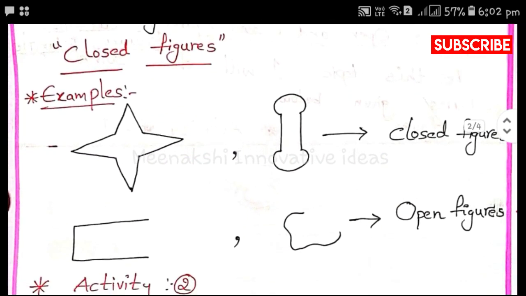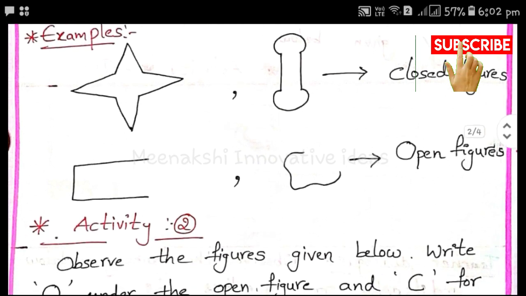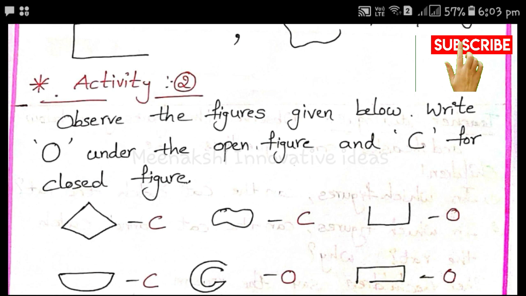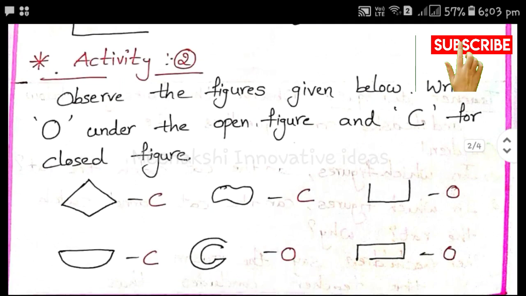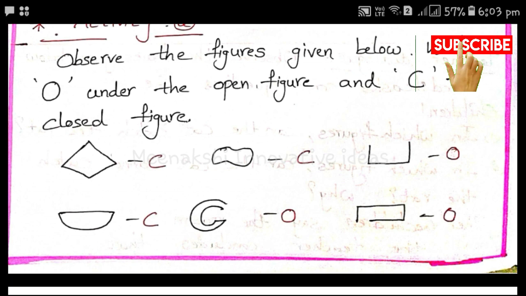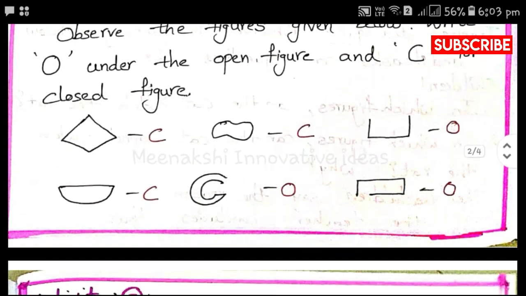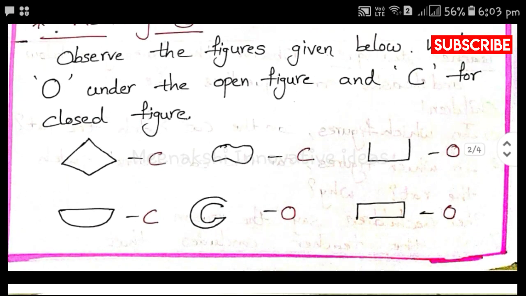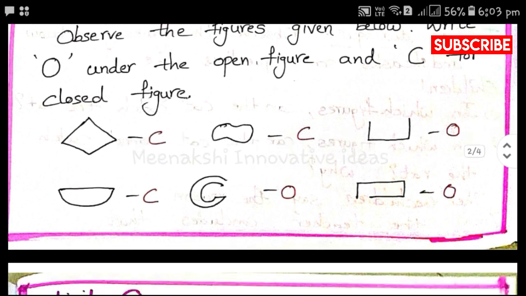Examples. These are some examples for closed figures and open figures. Children can identify the closed and open figures. Activity 2. Observe the figures given below. Write O under the open figure and C under the closed figure. Here the children can write O for open figures and C for closed figures. They can identify the closed ones and open ones by writing C and O.